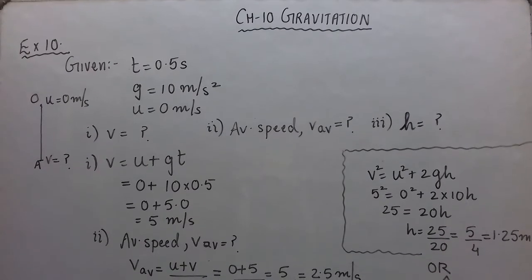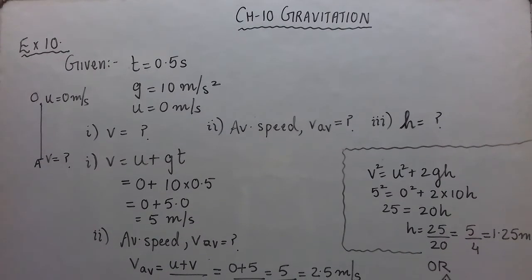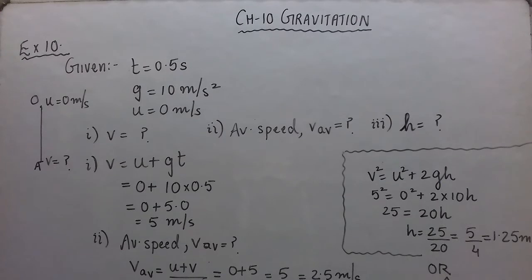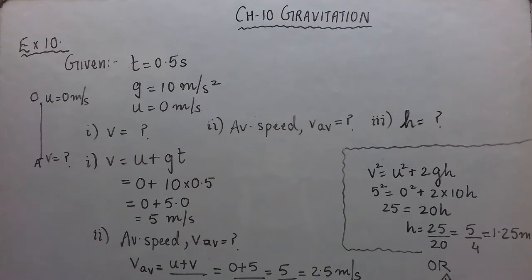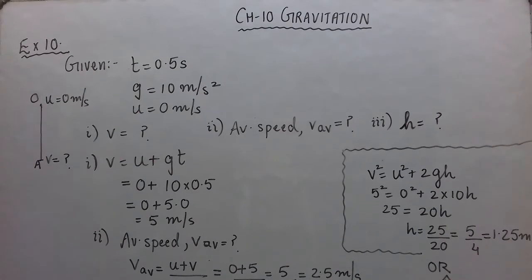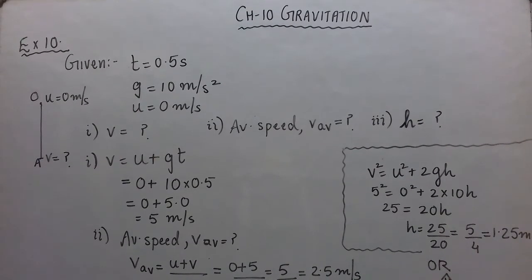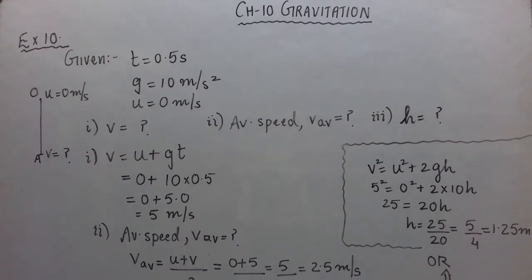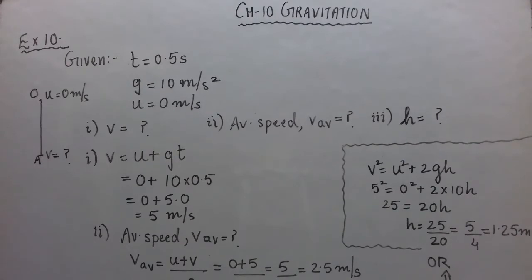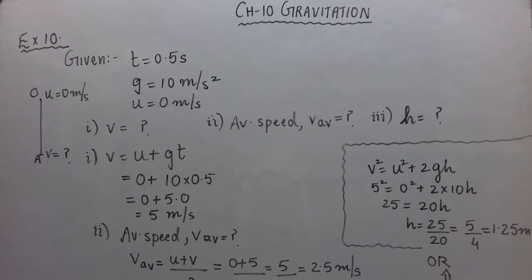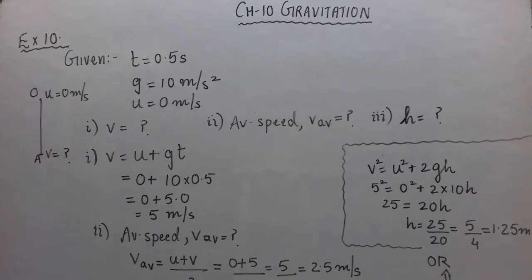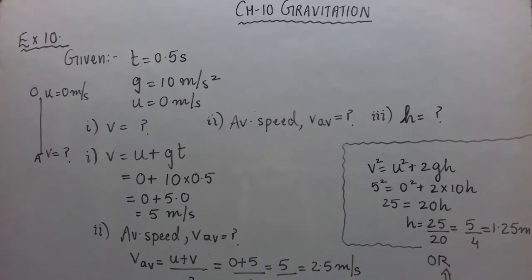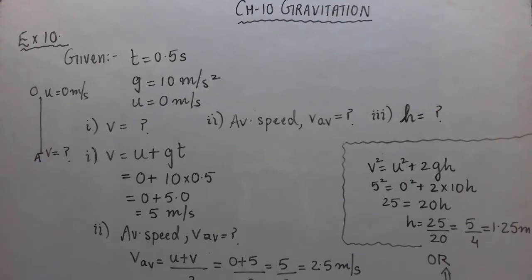So let us do example 10.2. A car falls off a ledge and drops to the ground in 0.5 seconds. Let small g is equal to 10 meter per second square for simplifying the calculations. What is its speed on striking the ground? What is its average speed during the 0.5 second? And how high is the ledge from the ground?